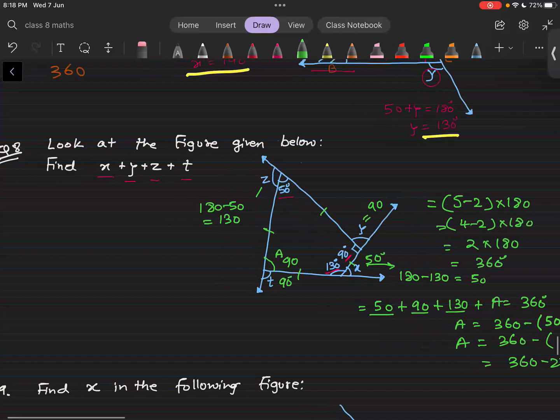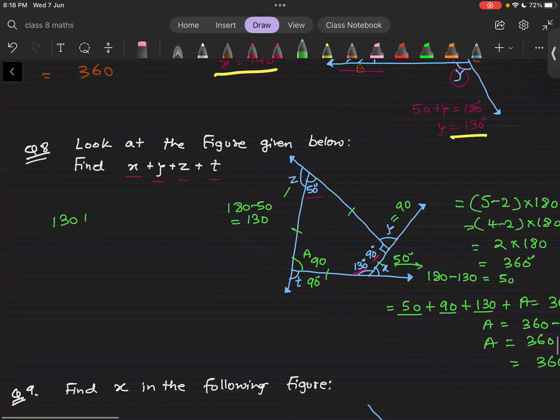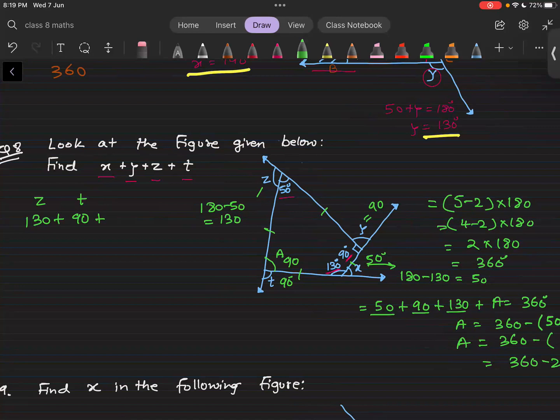Right, guys? Just simply add all these. Z is 130. Then T here is 90. This is Z. This is T. What is the value of Y? That is also 90. And we are left with X. The value of X here is 50 degree.